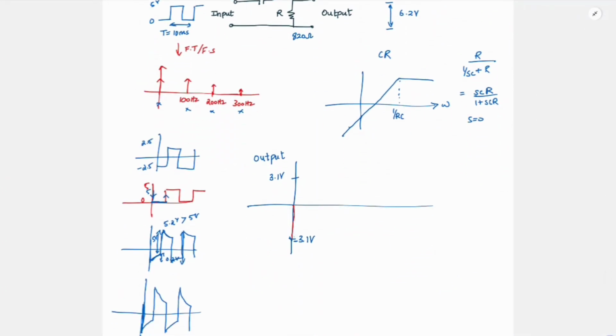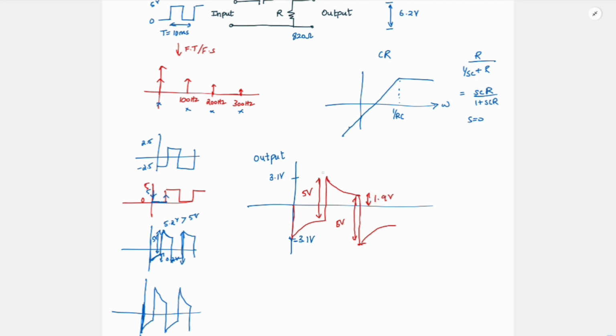So it will have a jump here. In steady state I'm talking about. So it will go to some value. It will have this jump, come to this value, have a jump, and so on, right? And this value itself is 5 volt. And this is 5 volt. But this is minus 3.1. So then what will be this value? So this value will be 5 minus 3.1, which is 1.9 volt.